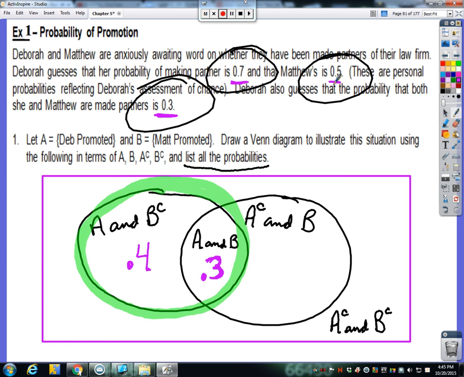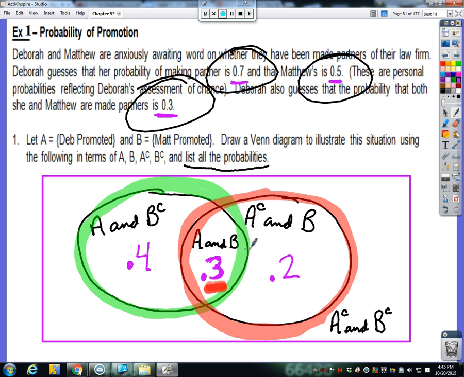Now, we're going to do the same thing for the 50% for Matt. The 50% means all of this bubble. This is all of Matt being promoted. But we've already talked about 30 of his 50% going to him and Deb both being promoted, which means the probability that purely just Matt gets made partner and Deb does not has got to be the leftover 20% to make that full 50%. Now, how much do we have collectively here?